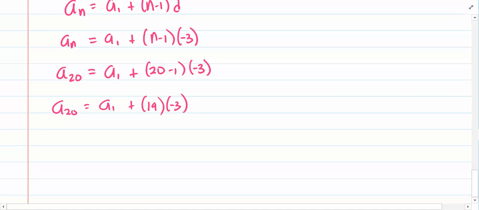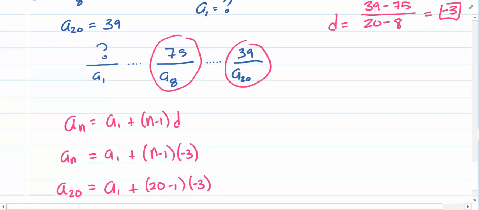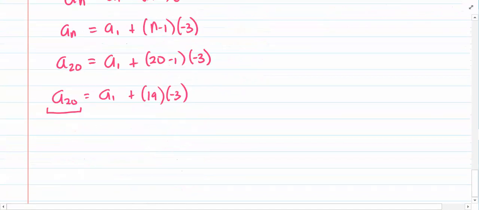What is 19 times negative 3? Negative 57, right? And what's the value of a sub 20? Do we know what it is? 39. Oh, we sure do. It's 39. Look how cool that is.